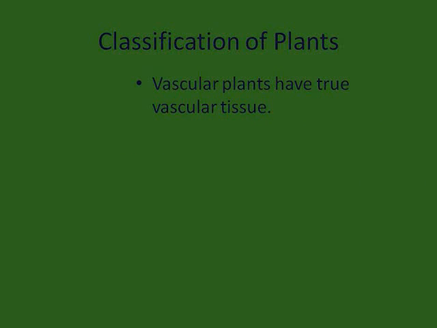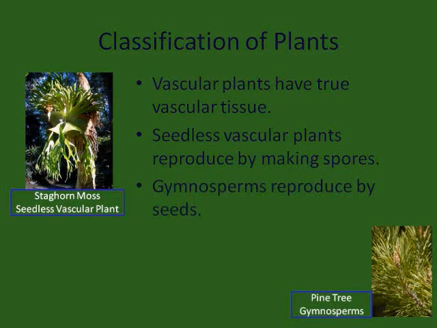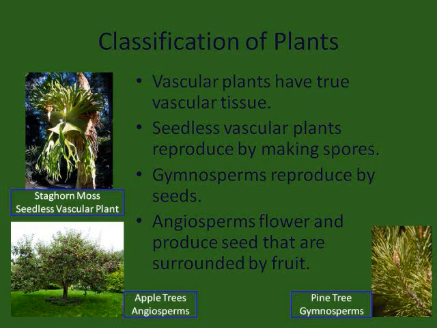Vascular plants, on the other hand, are better suited for life in dry places. Their well-developed vascular systems allow them to find water and nutrients from the soil and provide support to the plant. These plants are able to grow very tall. There are three classifications of vascular plants: seedless vascular plants like staghorn mosses, gymnosperms like pine trees, and angiosperms like apple trees. Seedless vascular plants reproduce by making and spreading spores. Gymnosperms reproduce using seeds. Angiosperms flower and produce seeds that are surrounded by fruit.